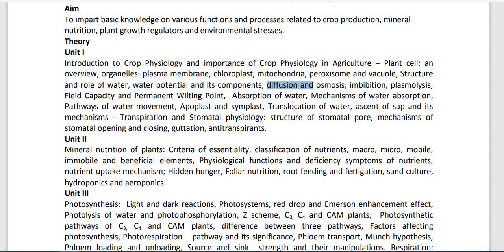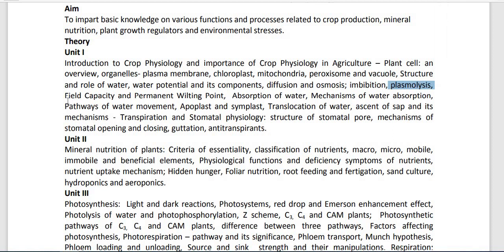And coming to diffusion and osmosis, you have to see the definitions of diffusion, osmosis, imbibition and plasmolysis, and the difference between diffusion and osmosis. Osmosis occurs through a semi-permeable layer. This is a key important point in osmosis. Then imbibition and also plasmolysis. Plasmolysis is of 3 types: incipient plasmolysis, evident plasmolysis, and another one. Then you have to focus on this.